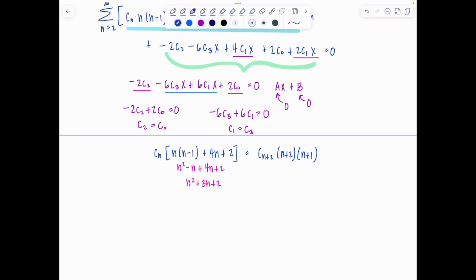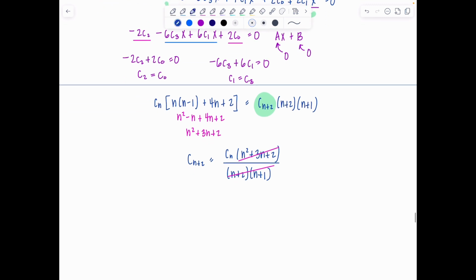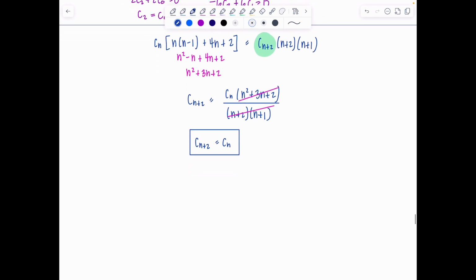Okay. Always isolate the higher coefficient, like c sub n plus 2. So I'm going to get that one by itself. So c sub n plus 2 equals c sub n times n squared plus 3n plus 2. But wait a minute, you guys. Isn't n squared plus 3n plus 2 equal to n plus 2 times n plus 1? Yes, it is. Yes, it is. So then we have c sub n plus 2 equals c sub n. Wow, I was too nice on the exam. I was way too nice.